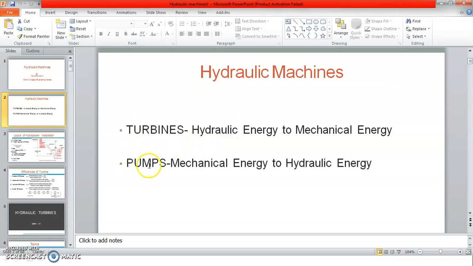On the other hand, for the pumps which we are using at our home, we simply switch on a button, and electrical energy is converted into the rotation of the runner, that is mechanical energy, and then due to this mechanical energy the water is pumped to a higher height, so that is conversion into hydraulic energy.